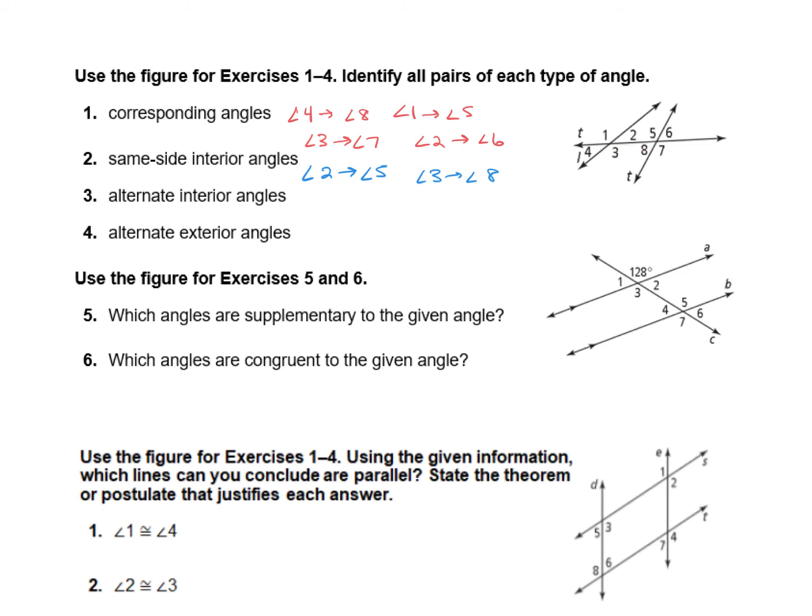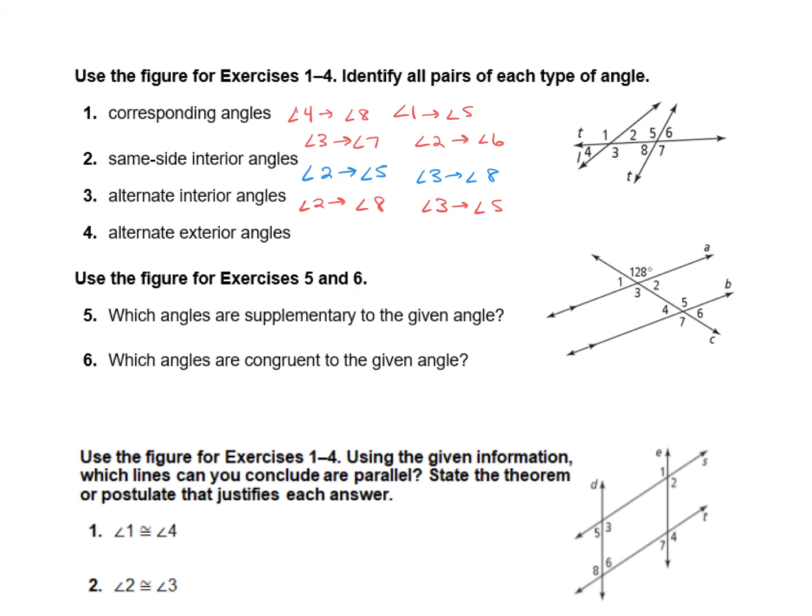Alternate interior. So these are going to be interior angles again. So we're just looking inside our two lines that are cut by the transversal. We want the pairs that are on alternate sides of the transversal. So angle 2 and angle 8 are alternate interior, and angle 3 and angle 5 are alternate interior. So here's 2 and here's 8, on alternate sides of the transversal, angle 3 and angle 5.